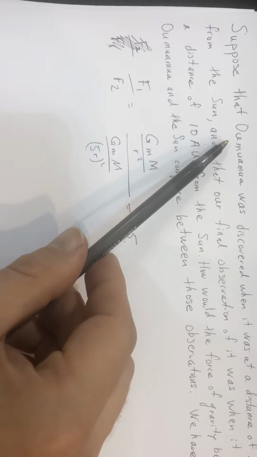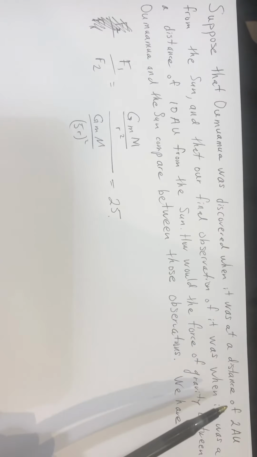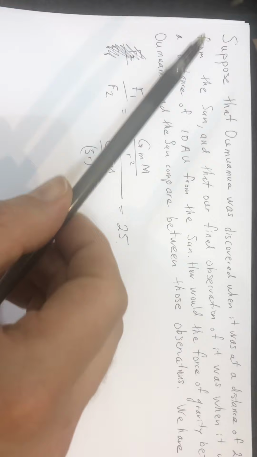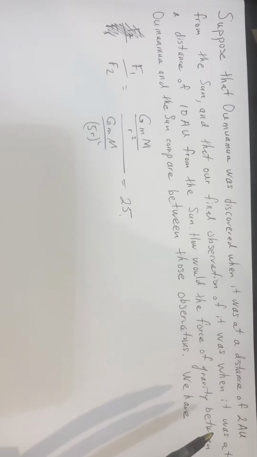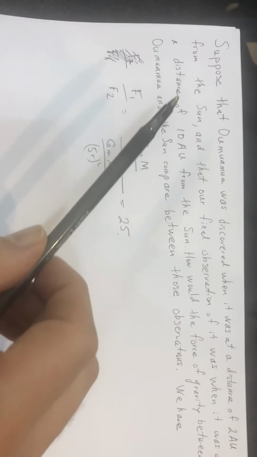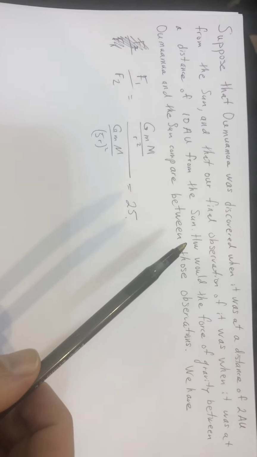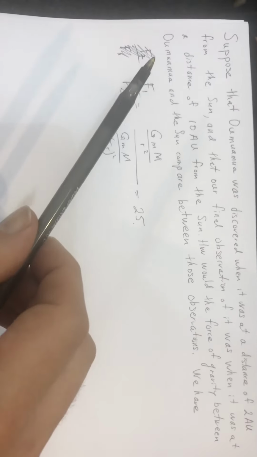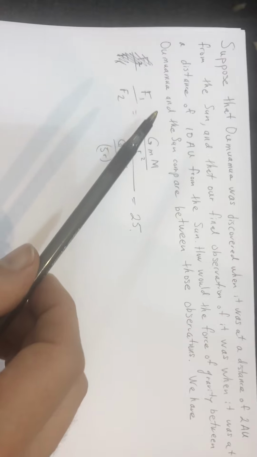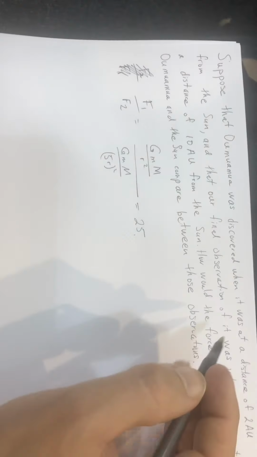Suppose that Oumuamua was discovered when it was at a distance of 2 astronomical units from the Sun, and that our final observation of it was when it was at a distance of 10 astronomical units from the Sun. How would the force of gravity between Oumuamua and the Sun compare between these observations?